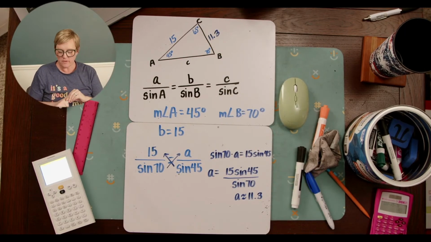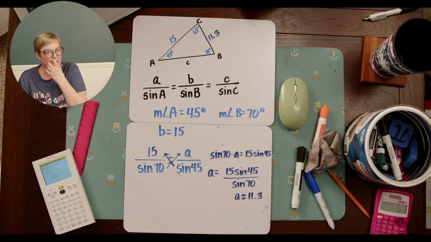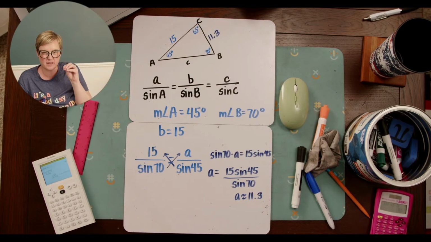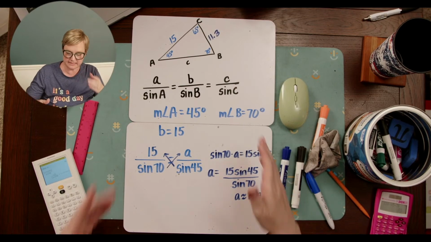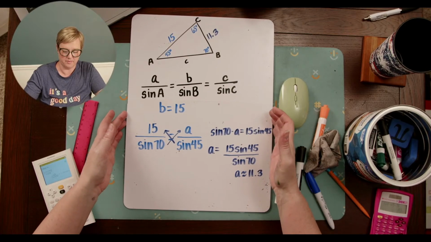Okay. Now, since this one is rounded, I'm not actually going to use that one to calculate. I'm going to go back to using my 15 and sine 70, so that I make sure I get a really accurate answer. I'm going to set this up in a similar way, so I'm just going to move that up a bit.